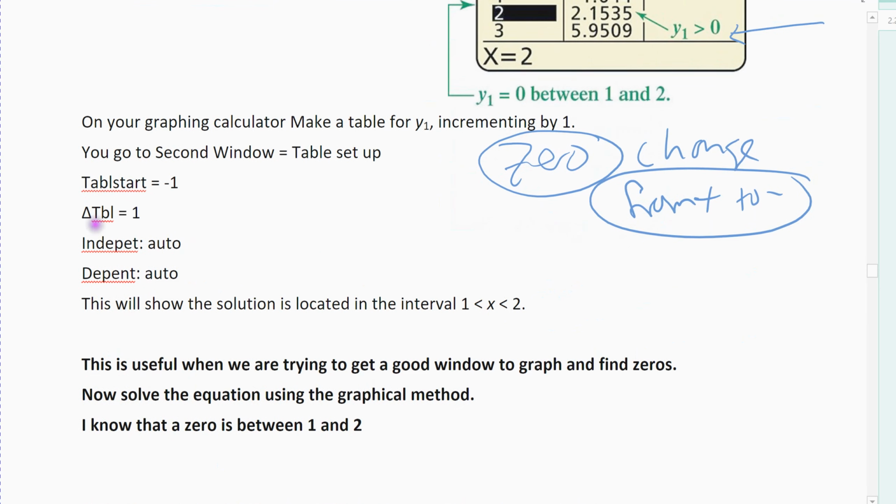Alright, so where the table is useful is if you're trying to get a good window. Sometimes windows are hard to find on the graphing calculator, and so you can use the table to help you out with that. Look at the table to see when it looks like a 0 should occur. So how big or small do I need my window to be?